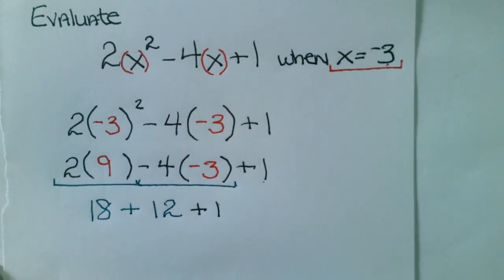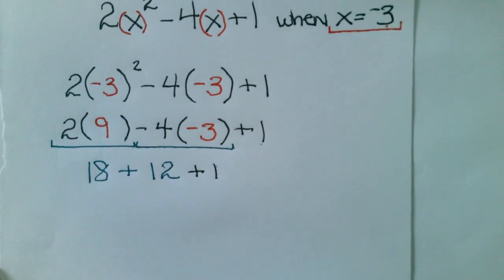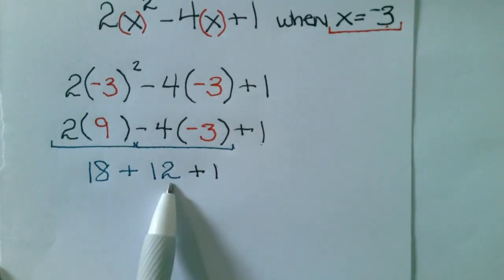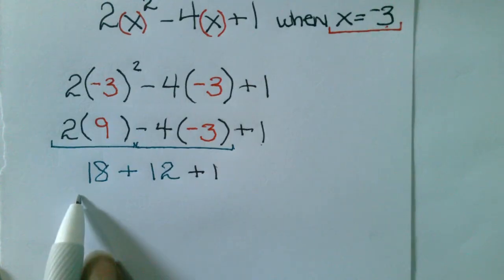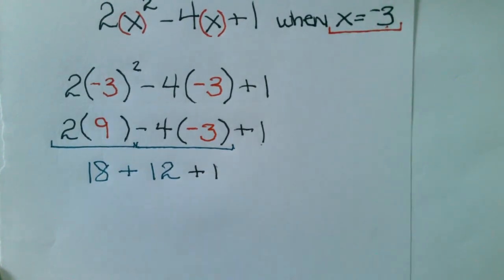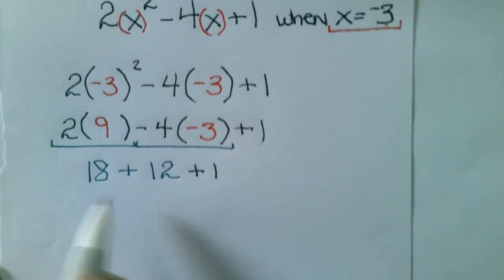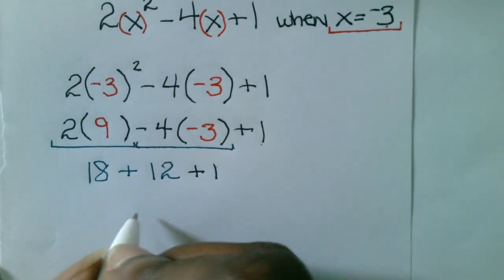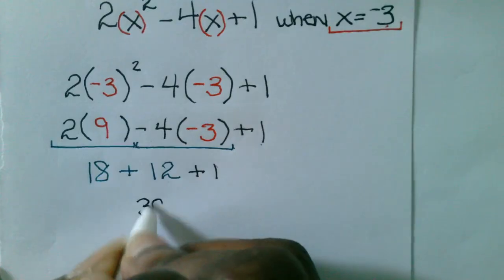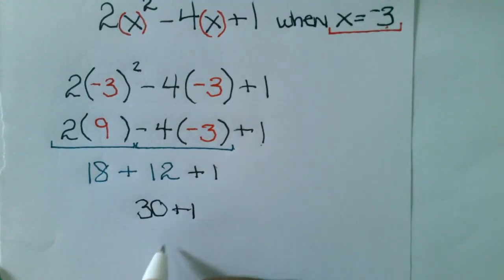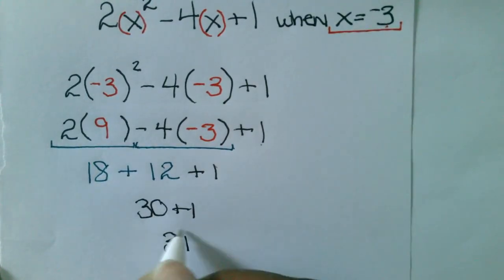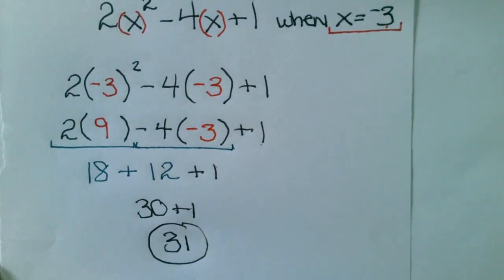Okay, took care of that. Good. So now 18 plus 12, because we got to go from what? Left to right. So we have 18 plus 12, that gives us 30. And we're adding our 1, that gives us 31. Many of you said that probably like 5 years ago. Thank you for your patience.